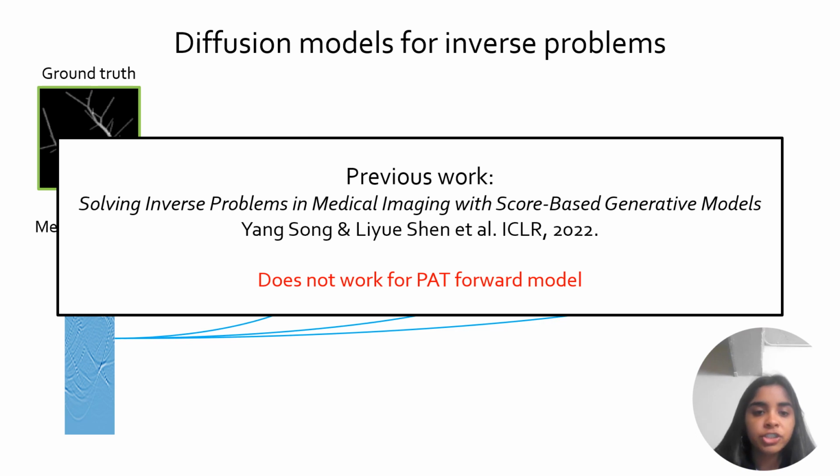Previous work by Song and Shen et al. showed how to do this for certain medical imaging modalities like MRI and CT. However, PAT has a very different type of forward model. Our measurements have a time dimension and cannot be represented in the same type of space as that of MRI or CT. Since PAT is not compatible with this previous method, we set out to develop a way to use diffusion models to solve the PAT imaging problem.